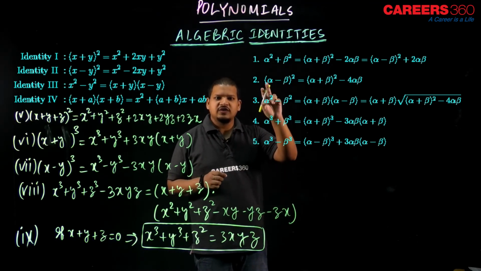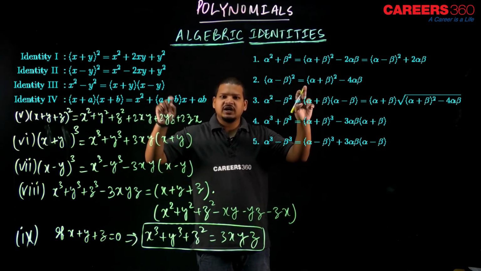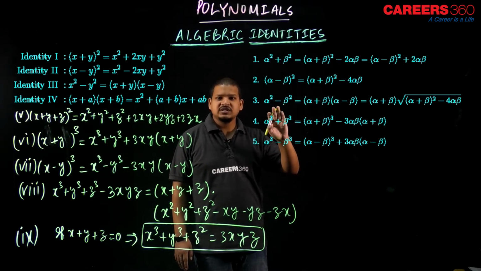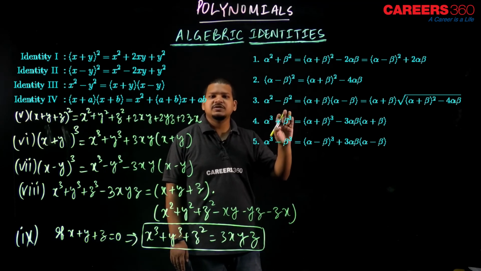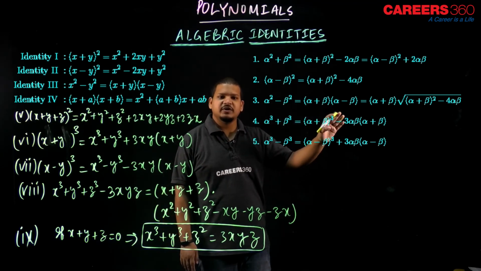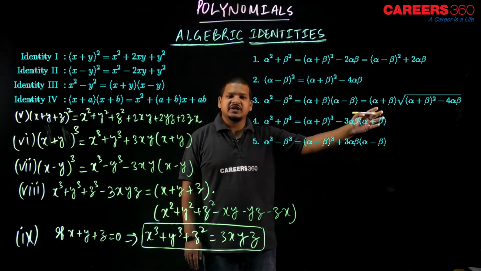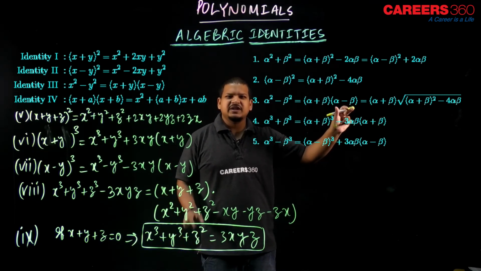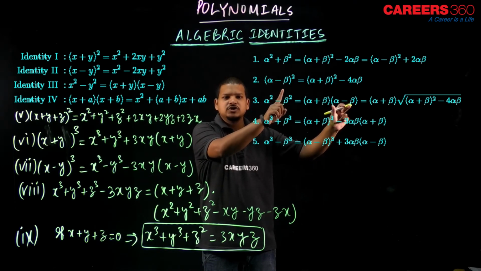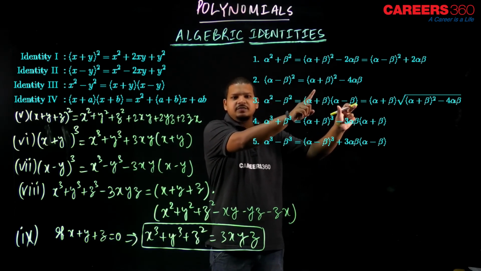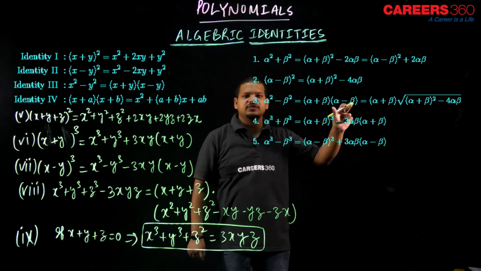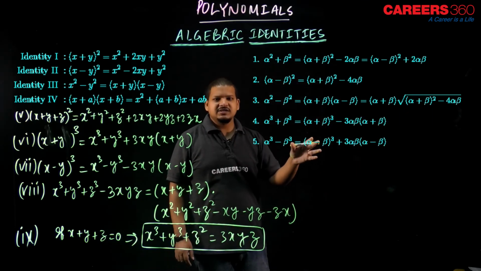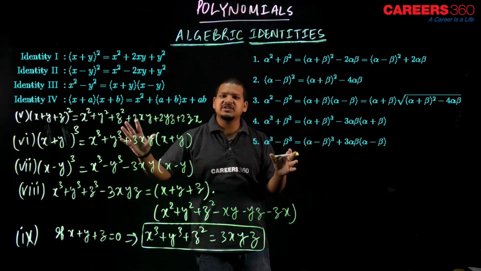Next one is also (alpha minus beta) whole square, which I have already told you how we have achieved. Next one is alpha square minus beta square is equal to (alpha plus beta)(alpha minus beta), and this can further be rewritten as alpha plus beta and this alpha minus beta. See, since (alpha minus beta) whole square is what? (Alpha plus beta) whole square minus 4 alpha beta. So if I take the square root of it, I'll be getting this expression only, right? These are the results that you can get from these identities, right?